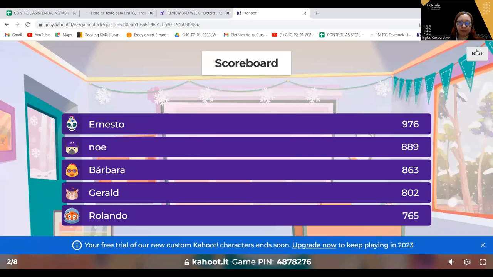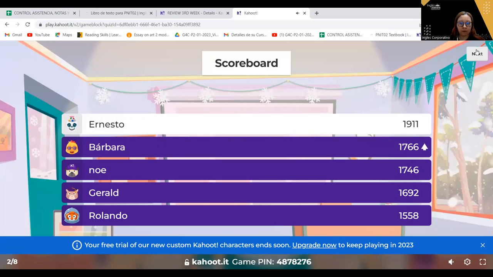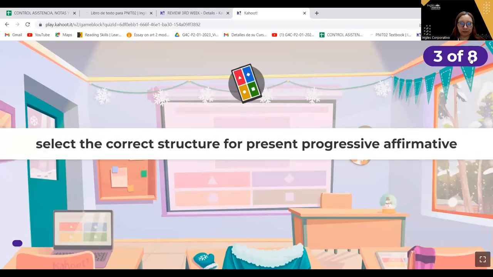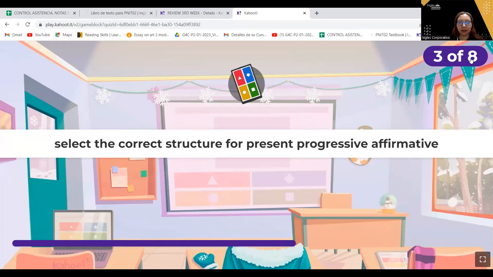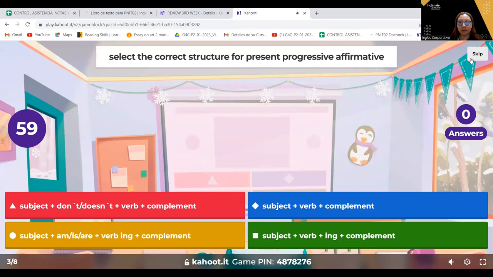Let's continue. Good, Ernesto. Sigue la cabeza. Good, let's continue. Number three, select the correct structure for present progressive affirmative. Present progressive affirmative.